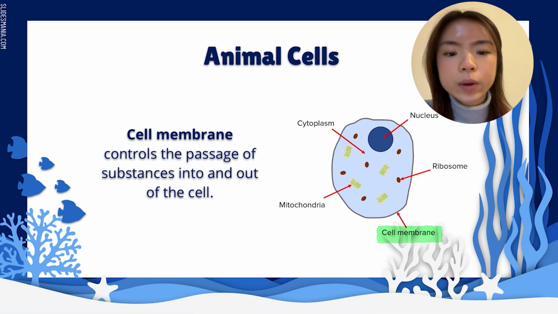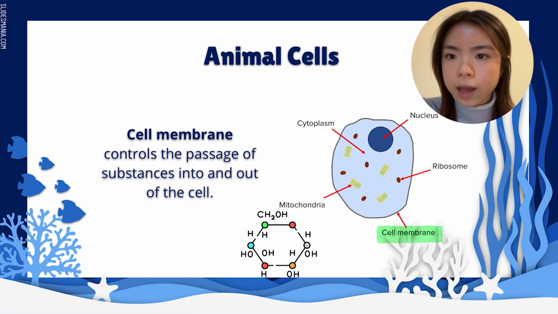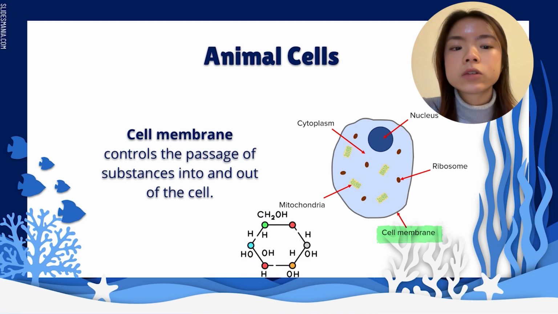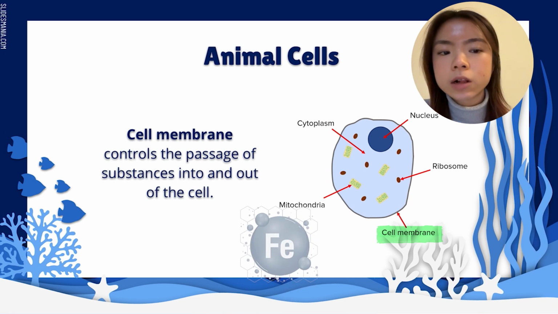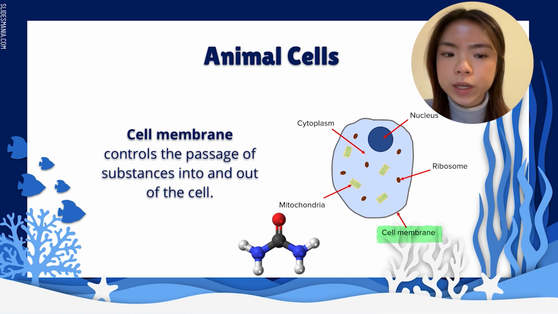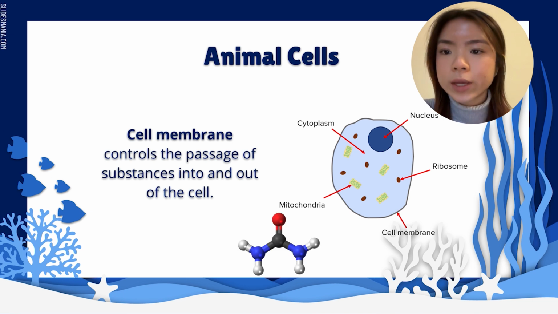The next organelle we've got is the cell membrane. So the cell membrane controls the passage of substances, such as glucose and mineral ions. So remember, why do we need glucose? We need glucose for respiration. And mineral ions, they help our cell carry out its normal functions. And the cell membrane is also important for the movement of substances such as urea and hormones. And these substances need to be removed from the cell. So urea is a waste product that you'd find in your urine as well.